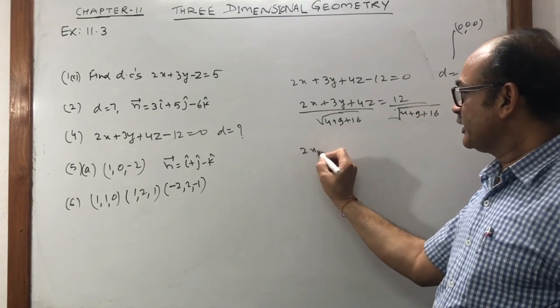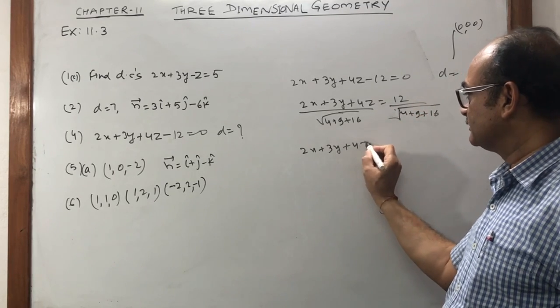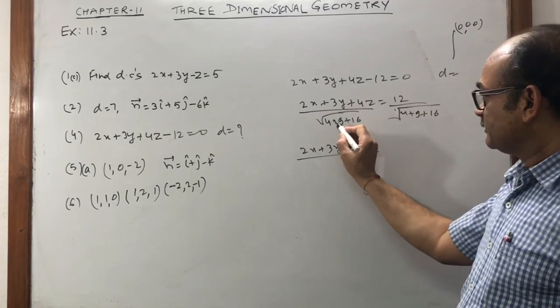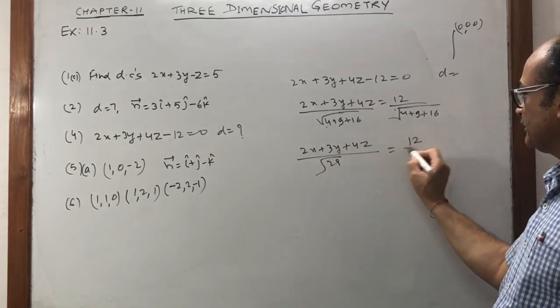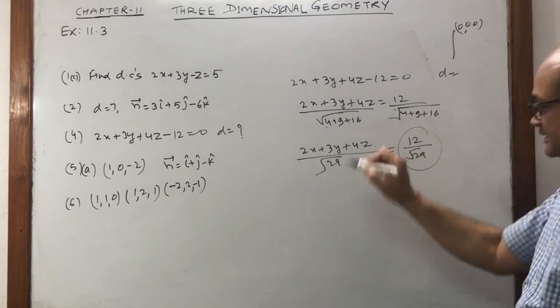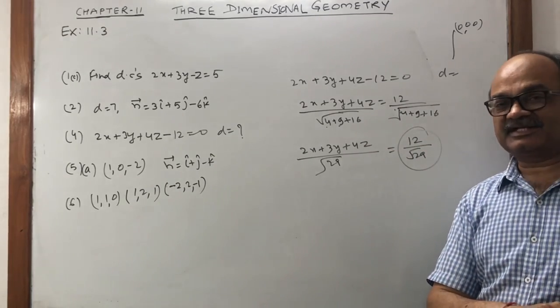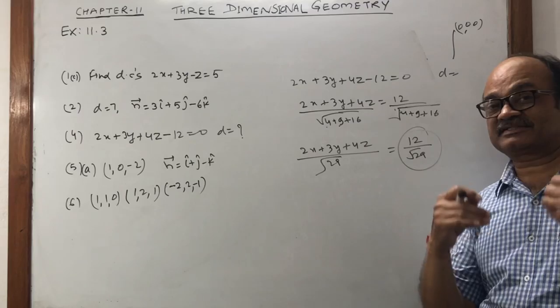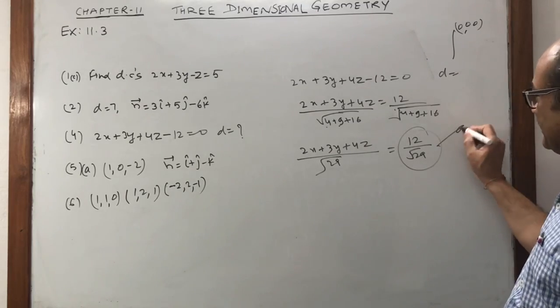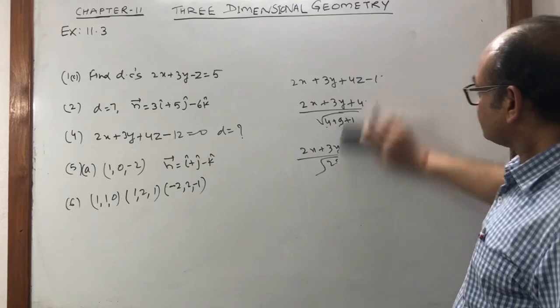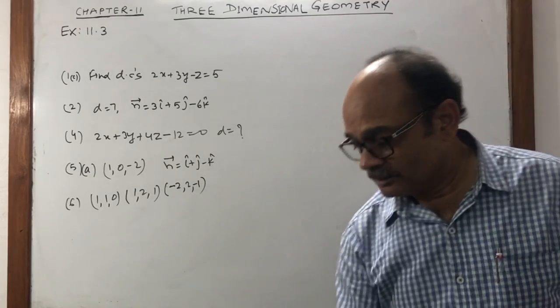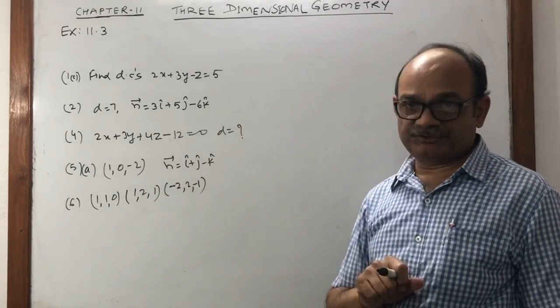What are we getting? 2x plus 3y plus 4z divided by root 29. So here again we have to write root 29. And this is nothing but the distance from the origin, the perpendicular distance from the origin. What do we say? D. Correct? One more.